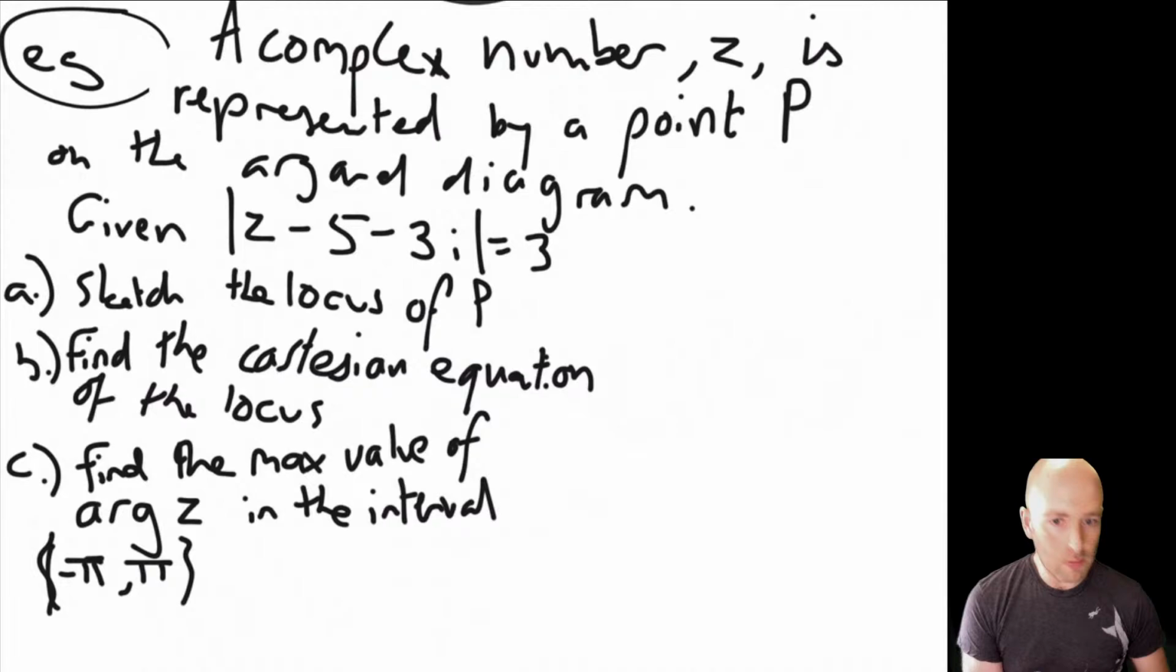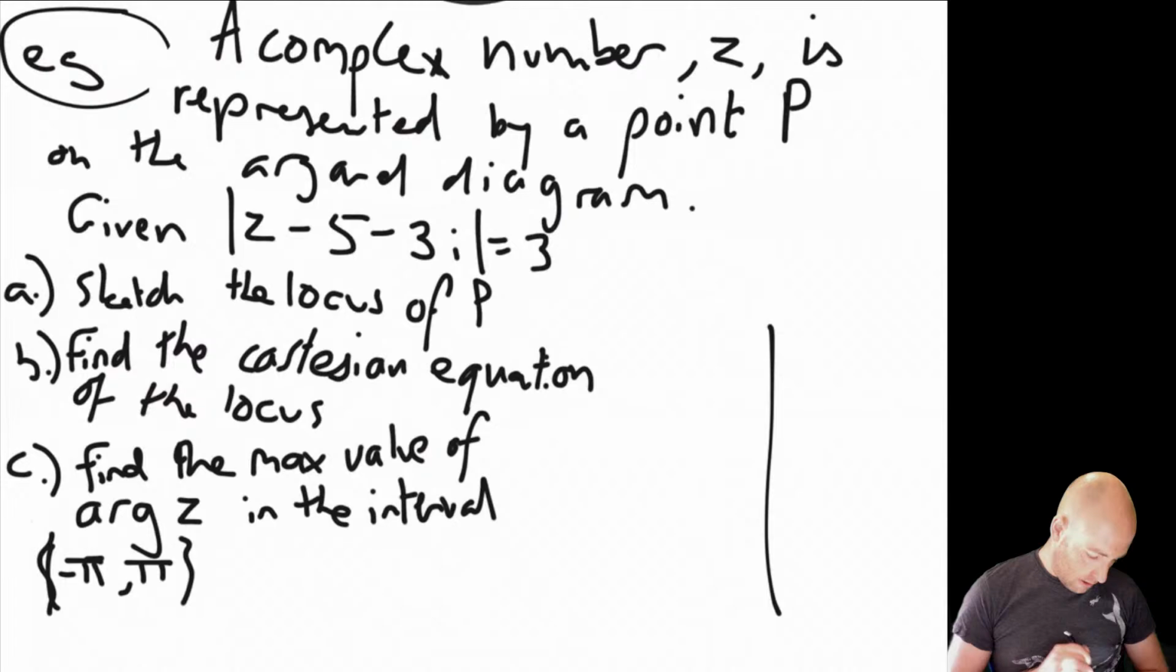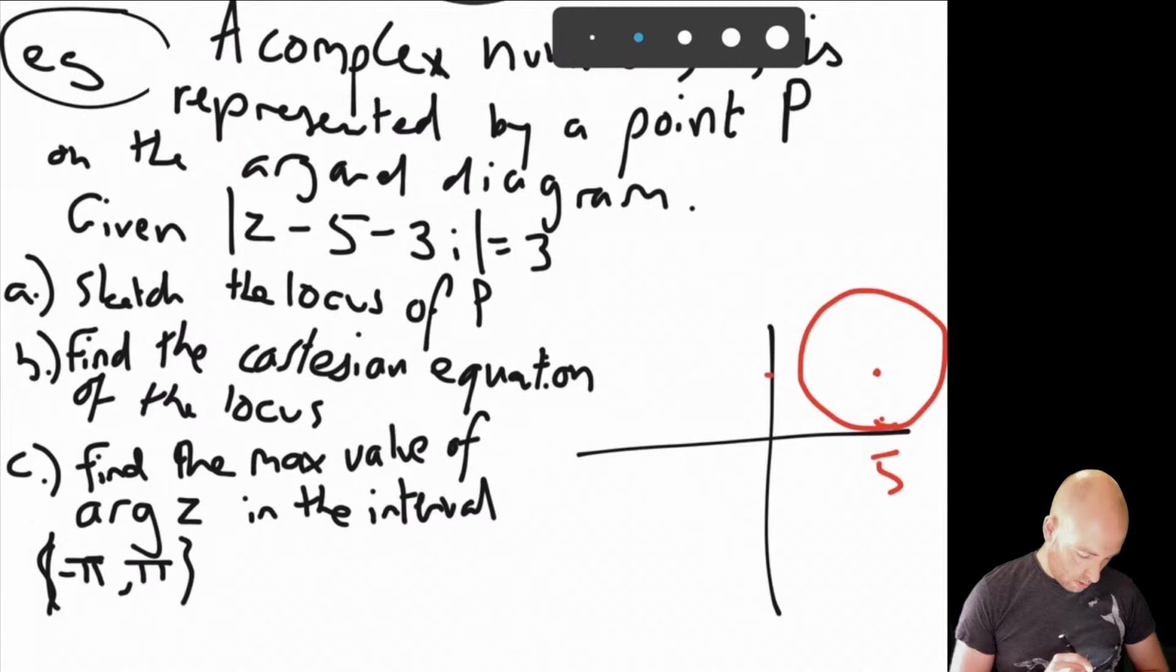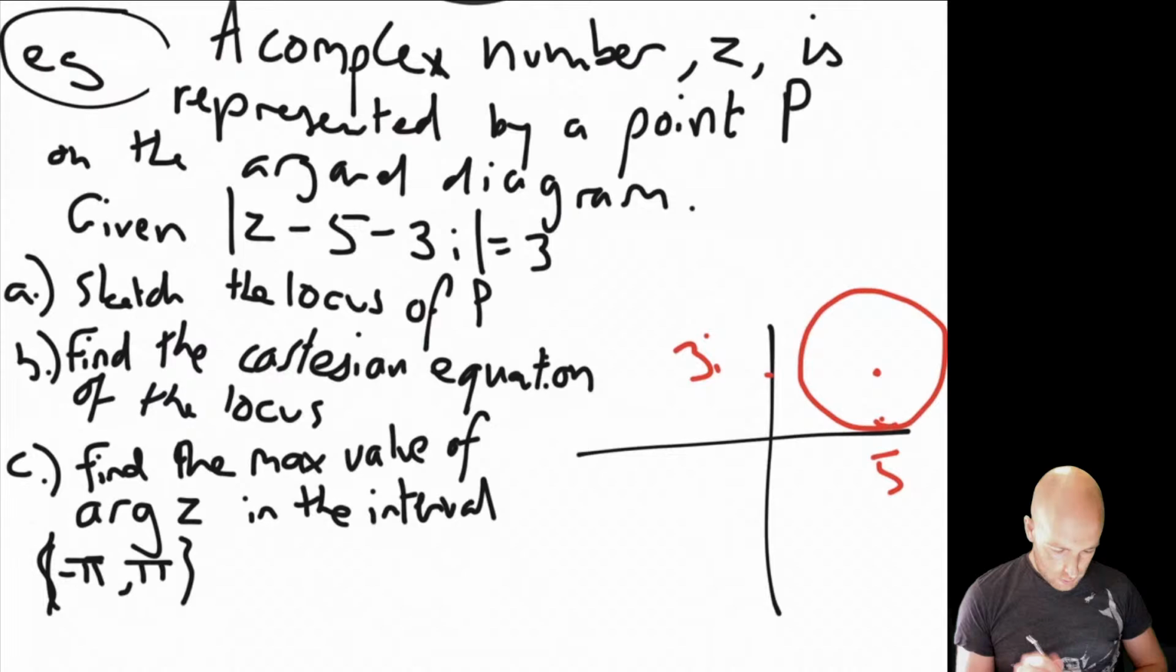All right, let's go through this. So I think A and B are okay. Part C may be a bit more difficult. So, sketch the locus of P. I'm going to do my Argand diagram down here. So you've got 5, 3i. There we go. Something like that should be what you get. I might make it a bit clearer. So it should be sat on the axis. All right, so that's the first bit done. I will get rid of all my stuff here now, so I've got some more space.